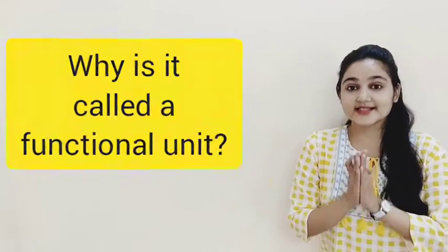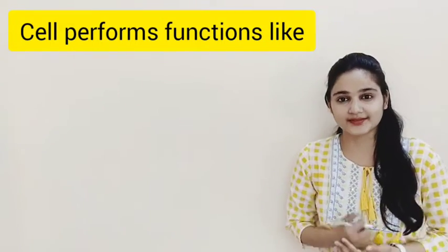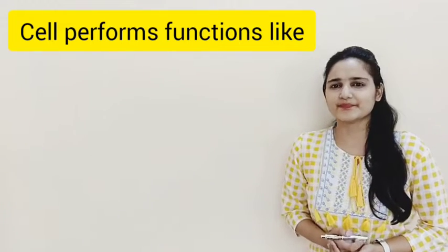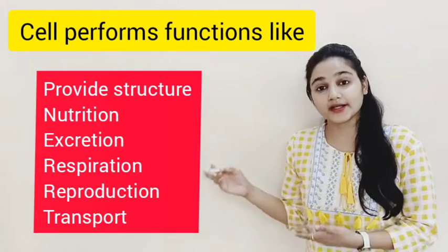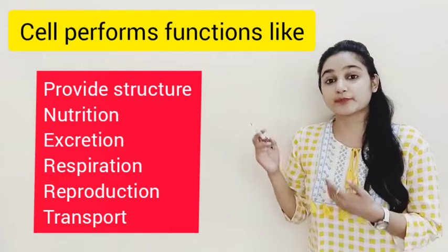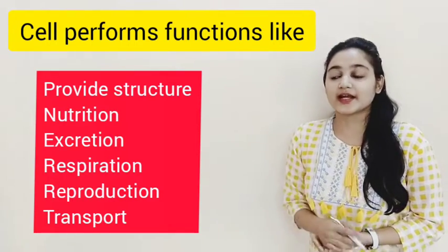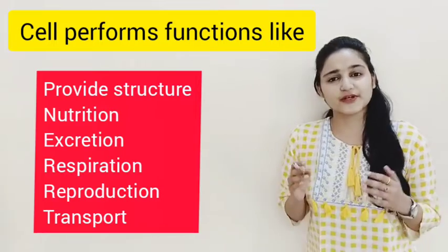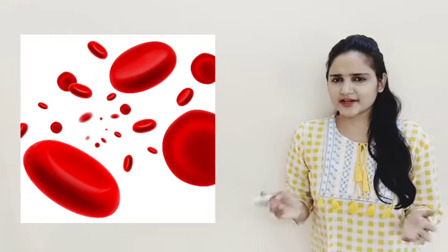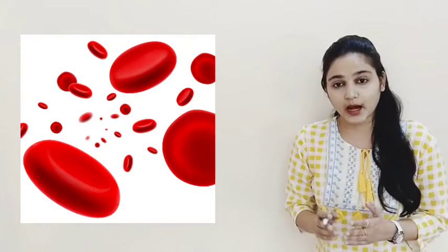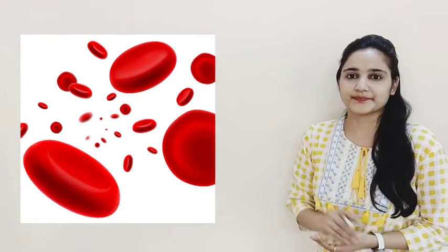So, a cell is capable of performing all the essential functions on its own. For example, a cell takes up the nutrients and converts them into energy. They are used in reproduction, in excretion, in respiration, in transport. There are specialized cells, for example, red blood cells. What is their function? They carry oxygen from the lungs to different parts of the body.